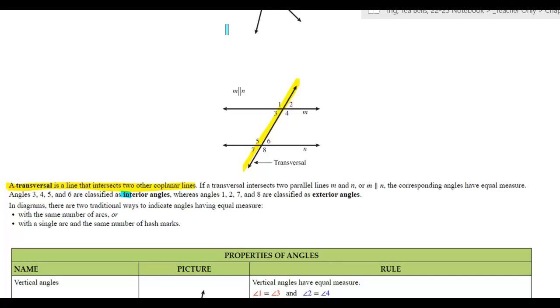We have angles that are what we call interior. So those are inside of the parallel lines. So that would be angles 3, 4, 5, and 6. We also have what we call exterior angles. Those are on the outside of the parallel lines. So 1, 2, 7, and 8.